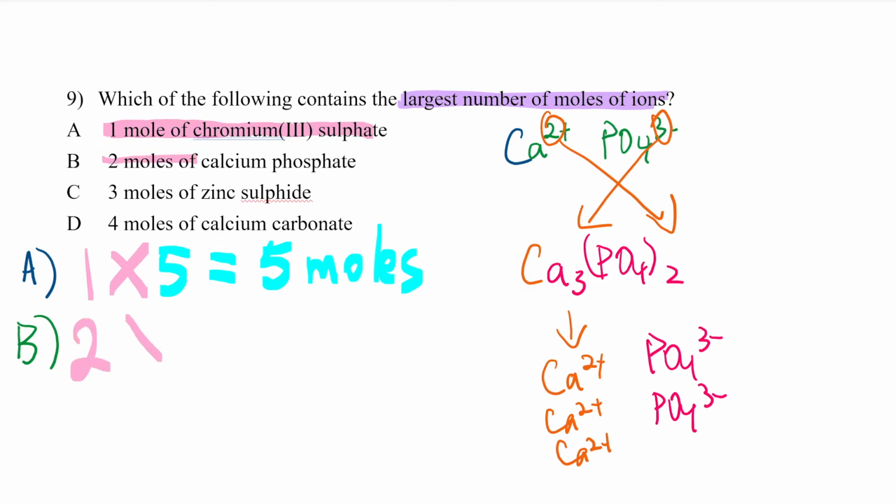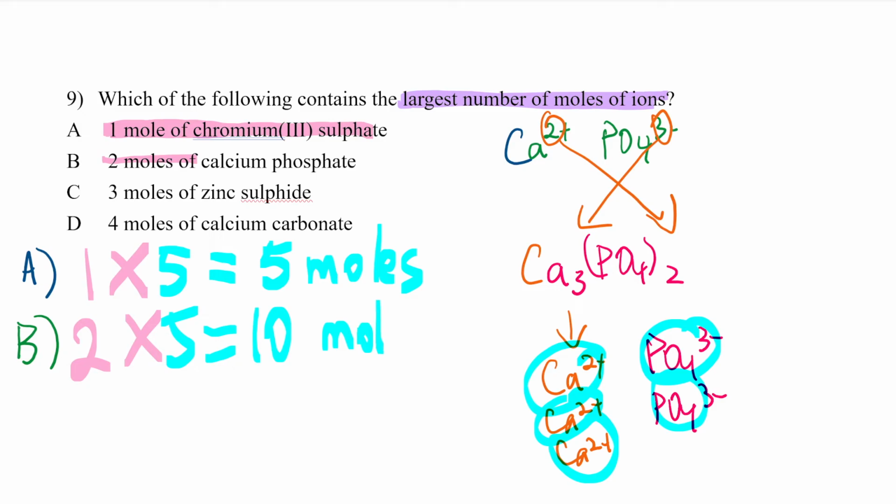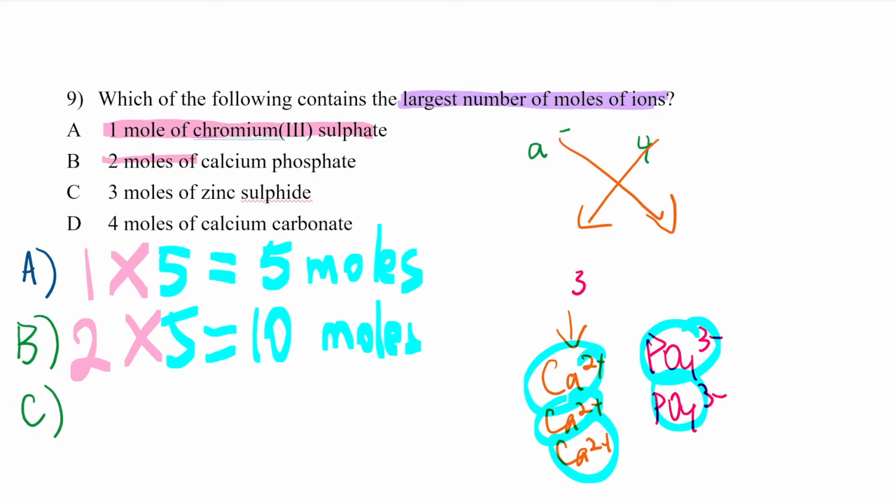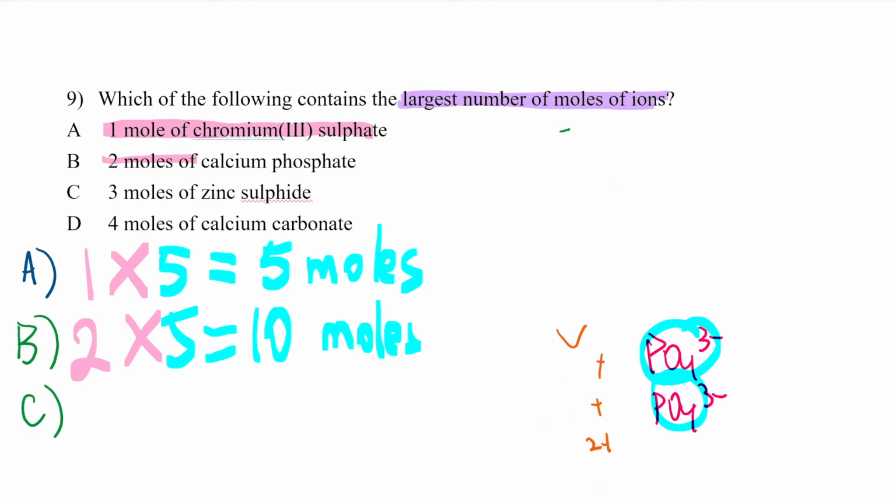So 2 times, and how many ions do I have? You can see I have 1, 2, 3, 5 again. 2 times 5 this time. Obviously, it's a big number. It's going to be 10. This is 10 moles of ions. Later on, I'll just write it, but you know it's ions. For C, you can do the same thing. For C, zinc sulfide.